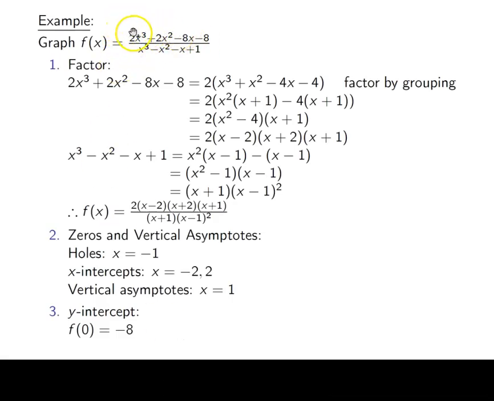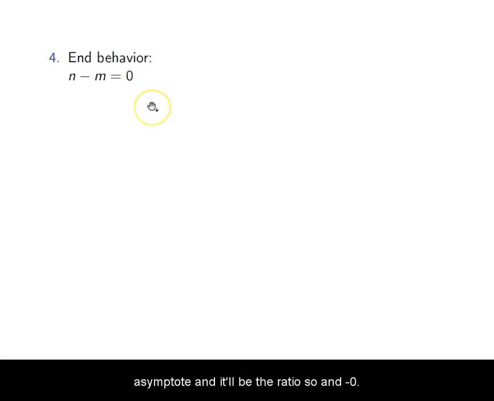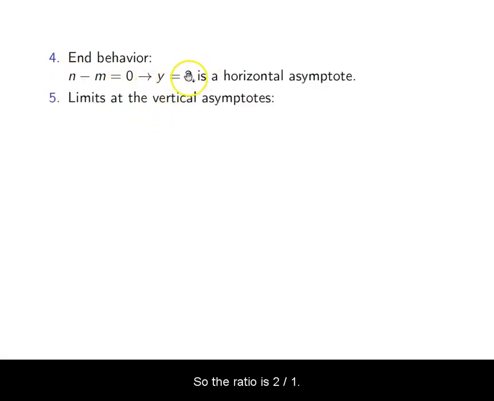So in order to find the end behavior, I'm going to look at what's going on. The degree is the same, so I actually have a horizontal asymptote, and it'll be the ratio of the lead coefficients. So n minus m is 0, they have the same degree. So the ratio is 2/1, so that means that y equals 2 is my horizontal asymptote.